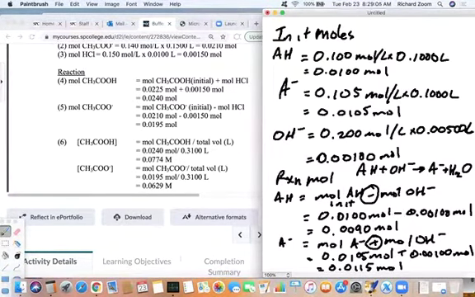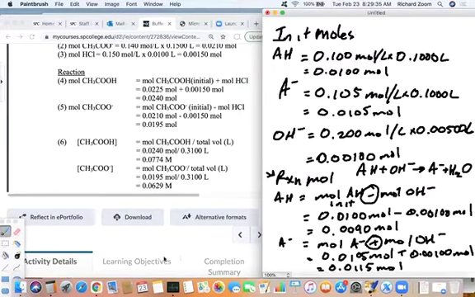I want you to look at the reaction moles on the screen here on the right side and compare it to the reaction moles over here. Do you see how in this instance it was minus and plus for the AH and the A minus, and here for the AH it's now plus, and for the A minus it's now minus? So these get flipped around. That's the only change that occurs here.